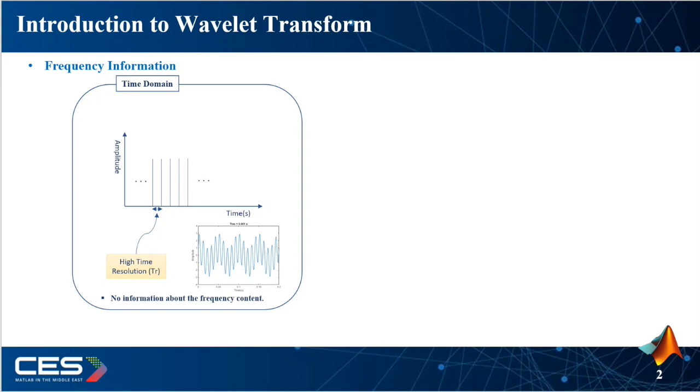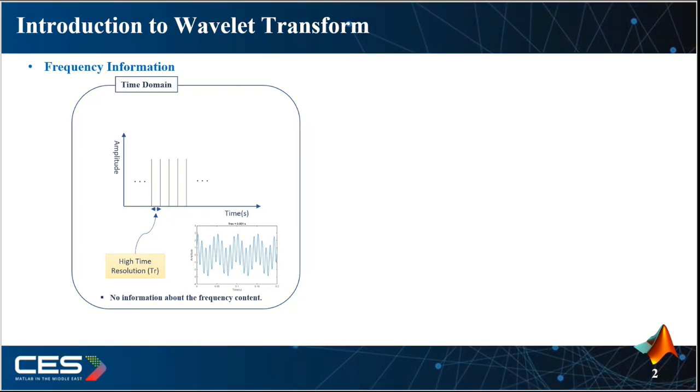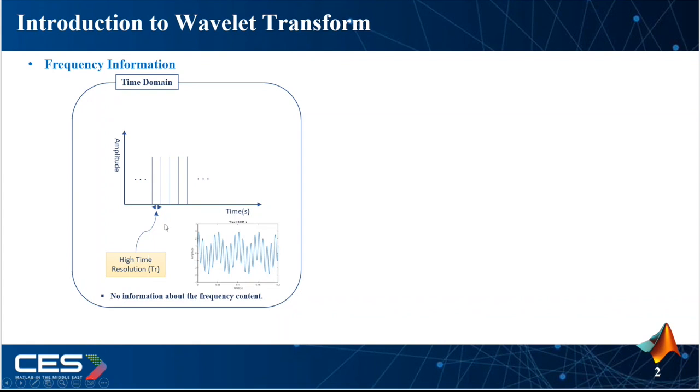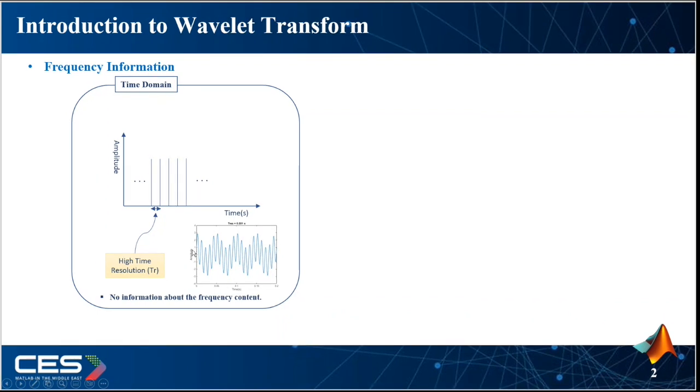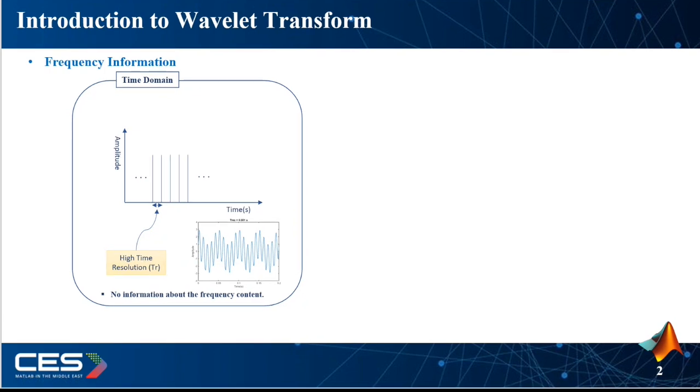Before we talk about the wavelet transform, let us understand why we need the frequency information. Given that we have a very high resolution when it comes to time, for the time domain we have a very good resolution here, but we don't have any information about the frequency content. So the frequency domain is needed here so that we can learn further about our signal and extract some useful information from it.